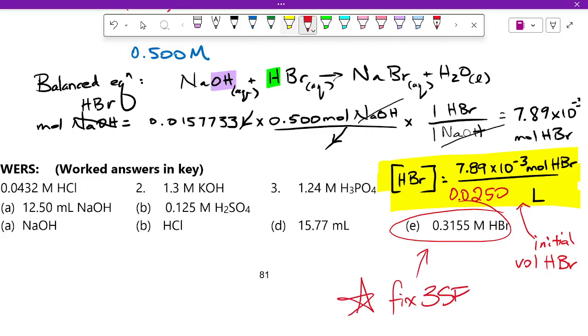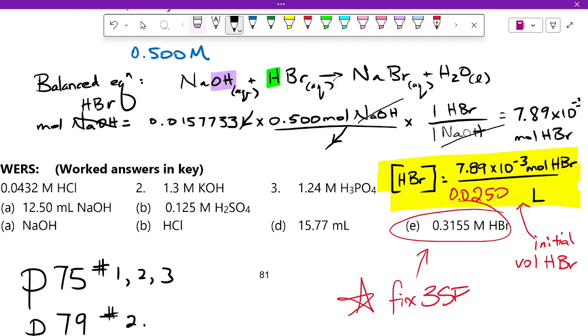So for homework, you guys could do page 75, number 1, 2, 3. And page 79, number 2 and 3. There you go.